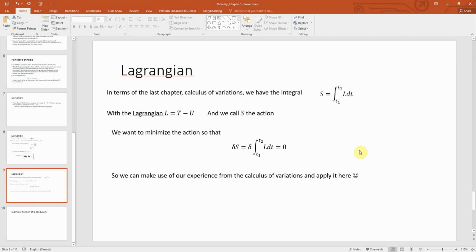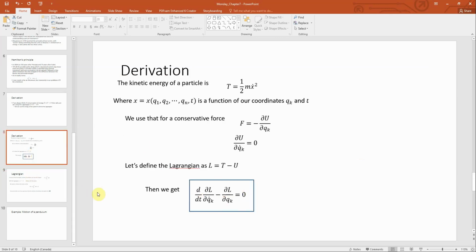Because of all the hard work that we put in last week, we know what this equation means. We know that we want to minimize this action, which means we want to find the condition for this action to be minimized, and that leads us to the Euler equation. We apply this Euler equation directly to this Lagrangian, T minus U, and that gets us the Euler-Lagrange equation that we have right here.